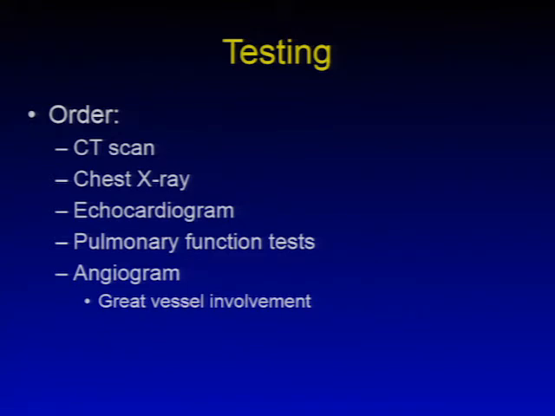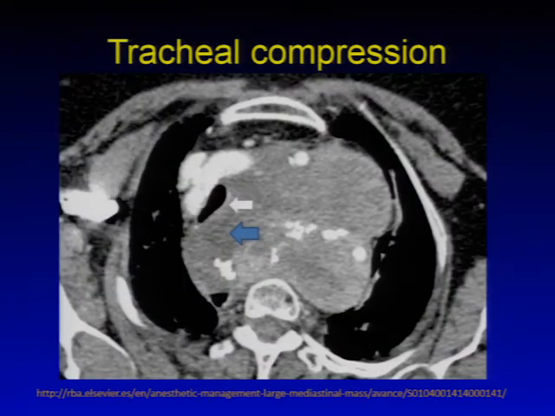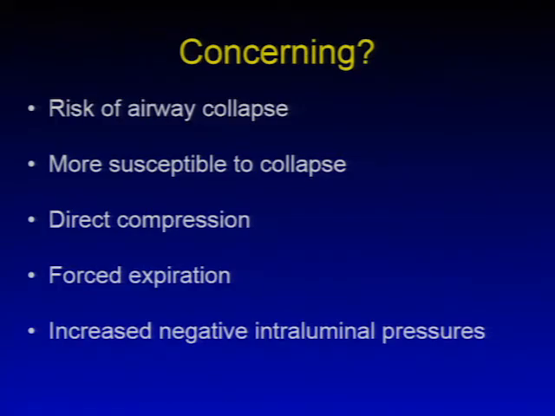Pulmonary function tests are obviously very important in these patients to determine FEV1 and also the peak expiratory flow. And also angiograms are specifically useful for great vessel involvement, looking at the pulmonary vasculature as well as the aortic vasculature. So again, here is the tracheal compression. This is from a CT scan that we've taken from a patient and from the resource that is quoted below, and we see that the trachea is again deviated to the right.